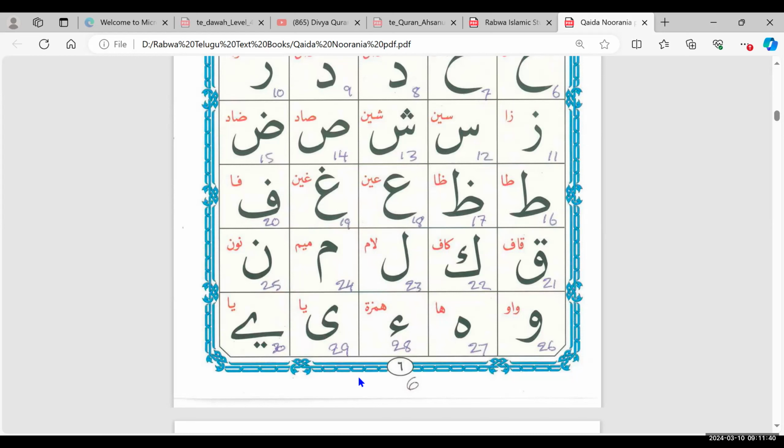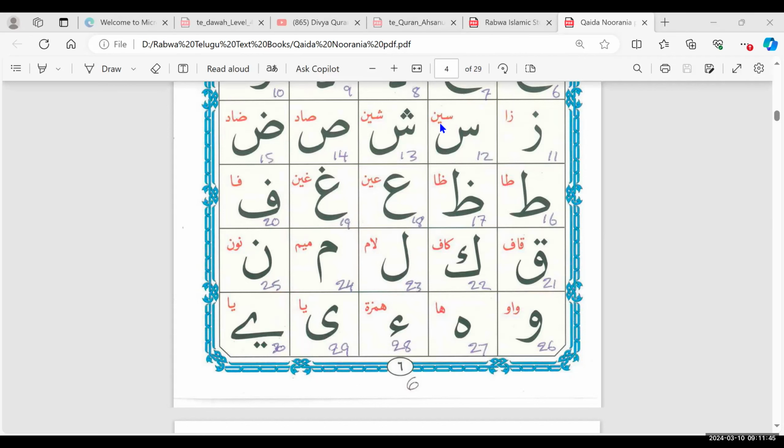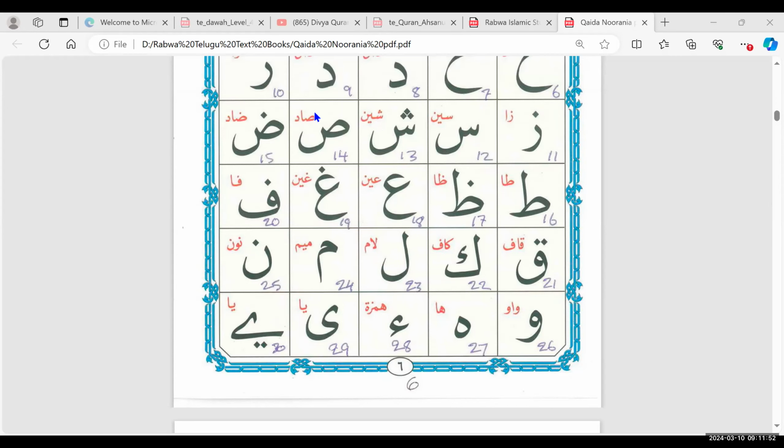Here, if you see, Seen, kasra, ya, sukoon, this is a ya mad. Sheen, kasra, ya, sukoon, this is a ya mad. Saad, fatha, alif, mad. Dot, fatha, alif, there is an alif mad. In the name itself, there is a mad here, right? Ainun, yes, there is a leen. Ghain also. Lam, the name is having the mad. Meem, the name is having the mad. Noon, the name is having the mad. You find this one?